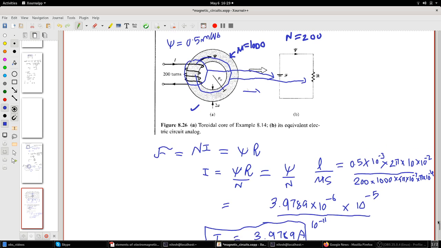I could have done it differently. I know that B is equal to mu H, and H is Ni by L for a coil winding. I know that psi equal to BS. That is also possible. I know S, and I know B, which is mu Ni by L, so the only unknown will be I. That is another way of getting it. It's already solved in the book, so you can have a look at it.